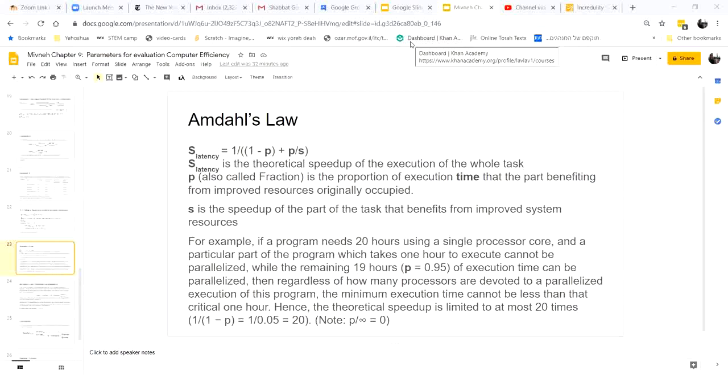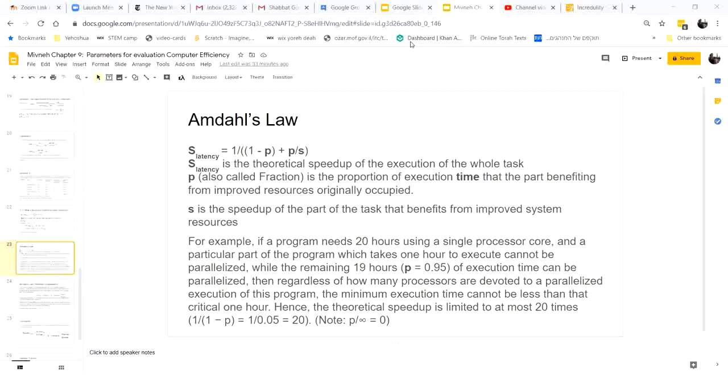We're going to start here in chapter 9 with Amdahl's law. This is a professor of math or something, still actually alive. It's kind of an equation. I would call it Amdahl's equation.